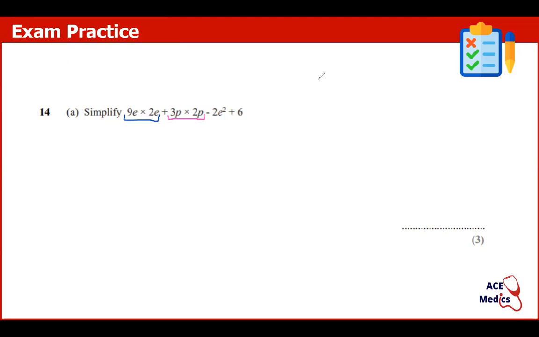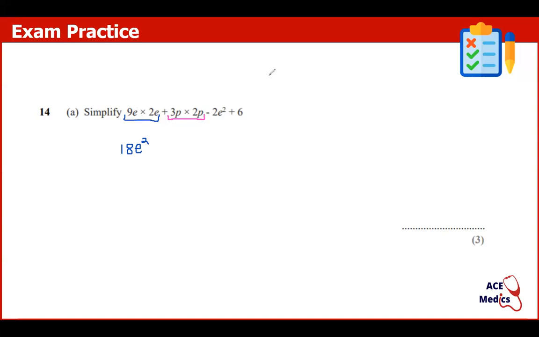So 9e times 2e then. Well, let's have a look. We're going to do the numbers first. 9 times 2 is 18. e times e is e squared, remember? If we're multiplying, we're going to square them. If we were adding, then it would be different and it would just be e still, okay?